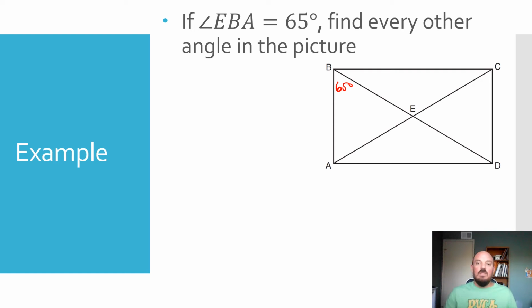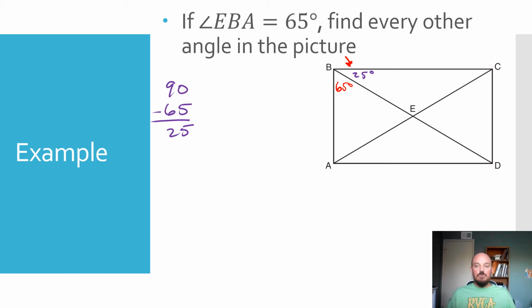All right, now the one I can find easily is this one right here, because remember, this is a rectangle. That's a right angle, or 90 degrees. So if I just very quickly do 90 minus 65, I get 25. So that's this angle right here, 25 degrees.